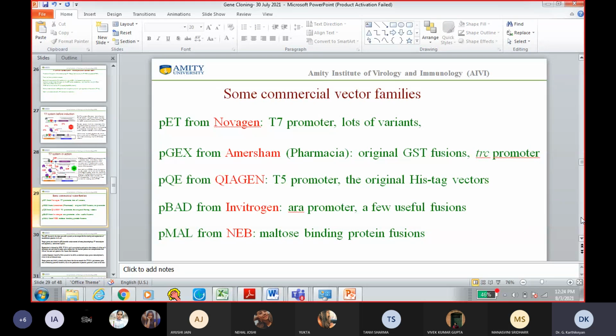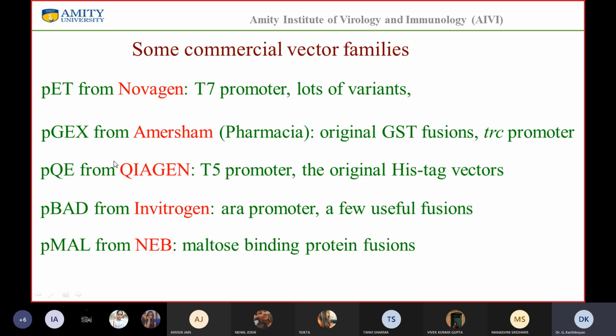So these are some of the commercial vector families that are typically available. pET is from a company called Novagen. It is T7 promoter based. As I said yesterday, when we were PhD students, we used to have pET up to 21 or something, right from pET 1A, 1B, 1C, all the way to pET21 or something.